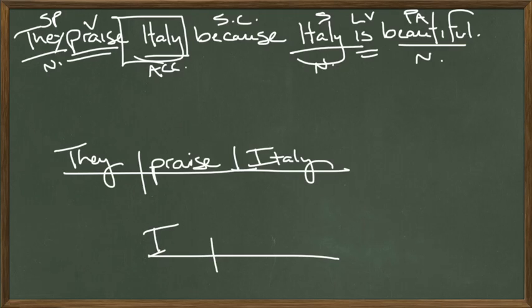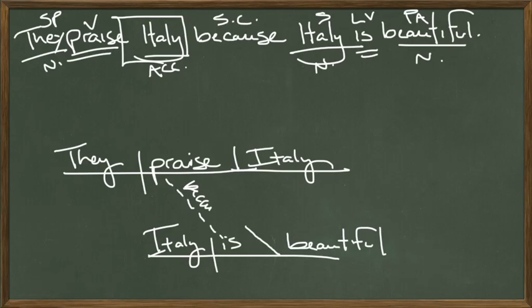Then we have down here the second sentence, really the clause: Italy is. Now since this is a predicate adjective, it goes after a slanted stick on the main line. Italy is beautiful. Okay, now we're going to connect these two with a subordinate clause. And the way we do that is draw a dotted line from verb to verb, and then we simply write because on the dotted line. Alright, so they praise Italy because Italy is beautiful. That's why they praise Italy. I've heard that, never been there.